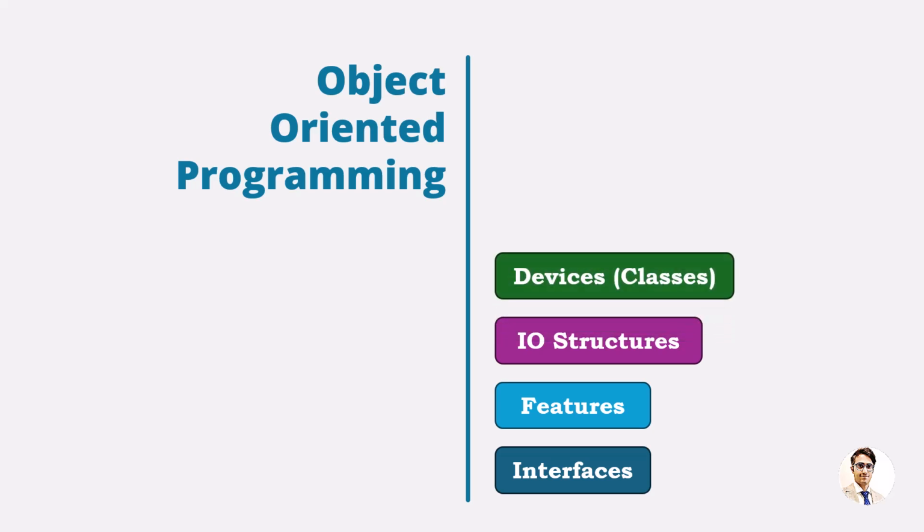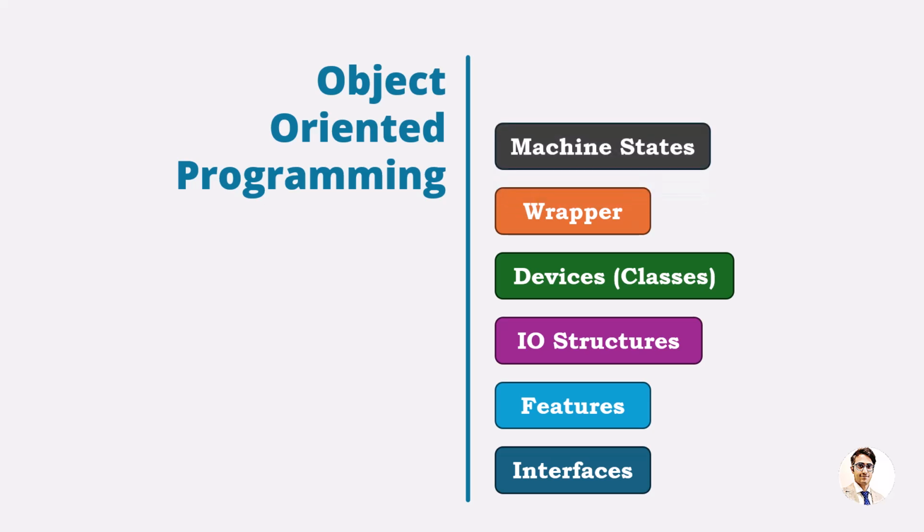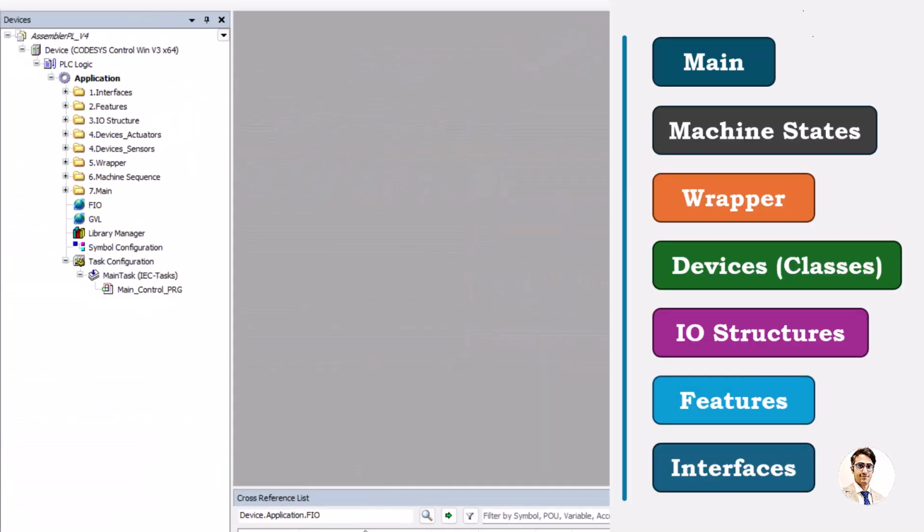Device is divided into two parts, the actuators and the sensors. The wrapper encapsulates all classes and objects in a machine or the product line. And in machine state, we define the process sequence and the state of the machine. And finally, in the main layer, we have to pass the physical inputs and outputs to the instantiated wrapper. And now let's review the program.